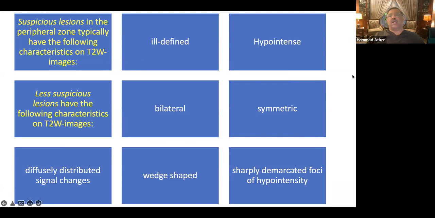Lesions which are less suspicious are bilateral, symmetrical, diffusely distributed signal changes, wedge-shaped, as we have just shown and Dr. Basit explained, sharply demarcated. So these are some of the characteristics that you need to remember when you are reading your MRI scan and distinguishing lesion 3 from lesion 4 and 5. We know that lesion 4 and 5 are aggressive cancers and the likelihood of cancer is high in these lesions.